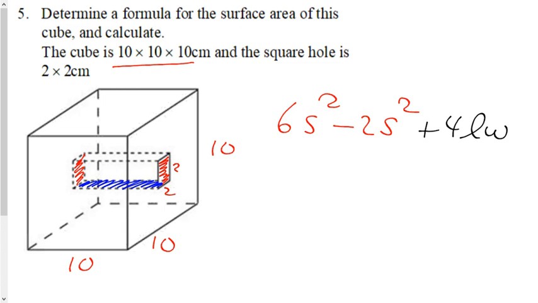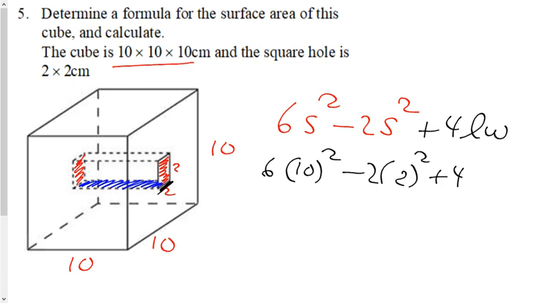No excuses. Once we substitute it, since the side length here of the larger cube is 10, I substitute it like that, minus 2 smaller squares plus 4 rectangles. Now, what's this width here? It's 2. And what's the other length? It's 10. Right? It's the same measurement as this because it goes all the way through. Now that we have our substitutions, simplify. Exponents first.